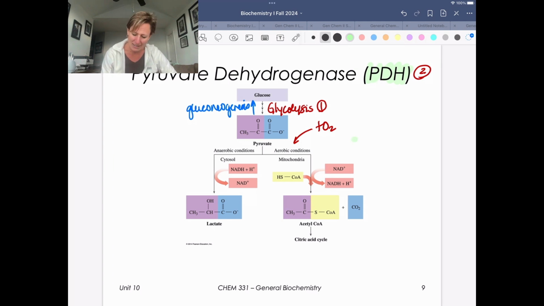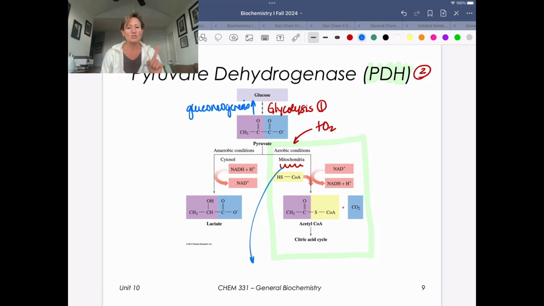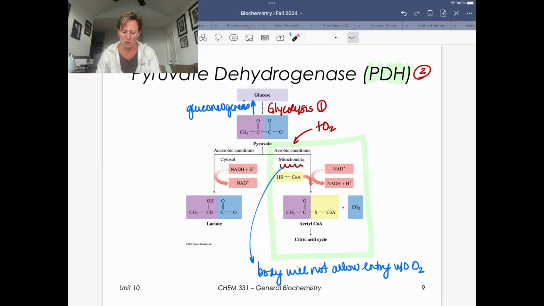So everything that I'm going to highlight in green here has to do with what we're talking about with pyruvate dehydrogenase chemistry. Okay, so we've dipped into the mitochondria, and reminding you what we just sort of indicated, we don't do chemistry in the mitochondria without ample oxygen supply. That's an oversimplification, but it's going to allow us to understand this process right now. So we're going to say the body will not allow entry without oxygen. Okay, so let's take a look at what's happening here.